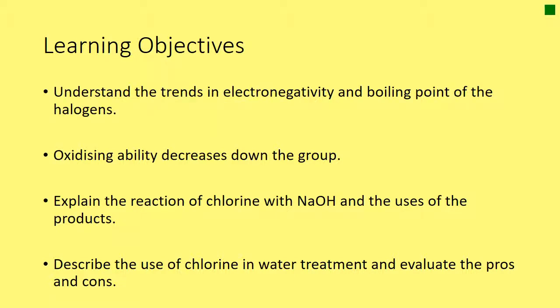And our learning objectives for this video lesson are: we want to understand the trends in electronegativity and boiling point of the halogens. We also want to appreciate that the oxidizing ability decreases down the group. That's the ability to take electrons off something else. It decreases as we go down the group.